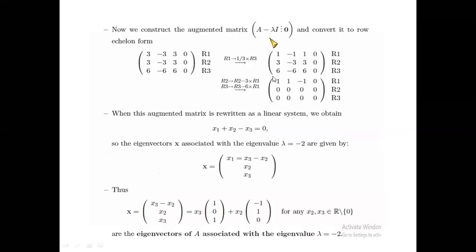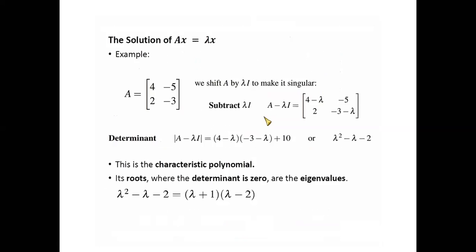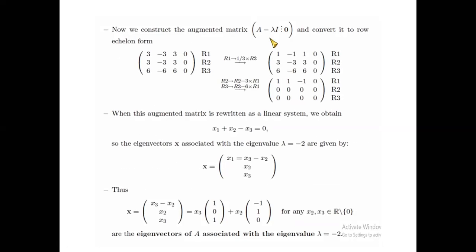So again, you can use the row reduced echelon form to find the upper triangular matrix, and then you can write the equation. Here you can see that the second and third rows are just zeros. So you have x1 + x2 - x3 = 0, and from here you can easily find the eigenvectors. So x1 = x3 - x2, with x2 and x3 free, and then you can do the process which we have done in module 4 to find the eigenvectors associated with eigenvalue lambda equal to -2. So that is the process to find the eigenvectors.